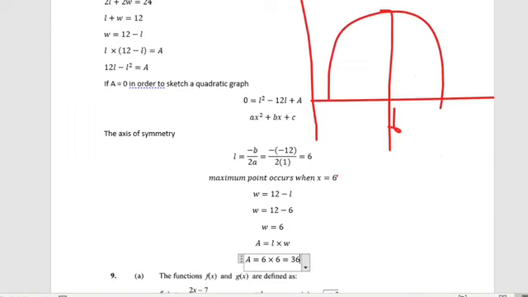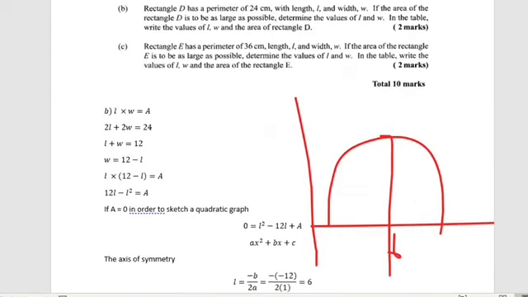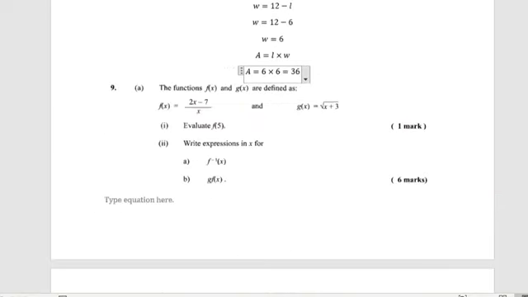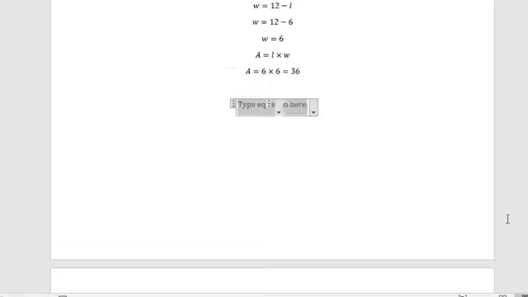So part C now says rectangle E has a perimeter of 36 centimeters, length L and width W. If the area of the rectangle E is to be as large as possible, determine the values of L and W, and in the table write the values of L and W and the area of the rectangle E. So it will be a similar procedure to what we just did for part B. So part C.